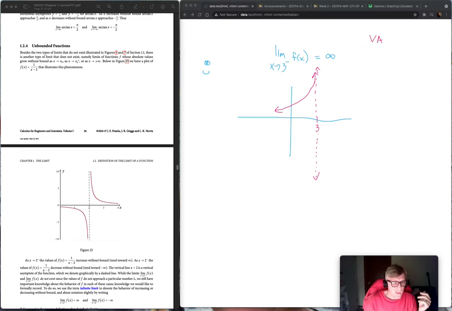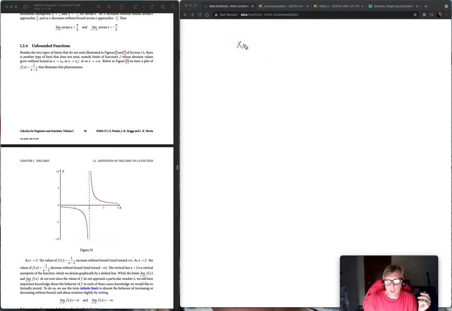Okay, so let's kind of summarize this in a table. If x is approaching a number and f of x, and this would have to be from one side, right? And f of x is approaching infinity, then we have a vertical asymptote. And this could be plus or minus. It can be one side or the other, right? Or even from both sides. Like you can have a function where it goes to positive infinity on both sides like that, right? Just depends on the function, okay?